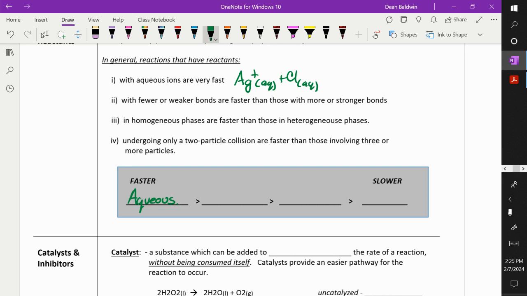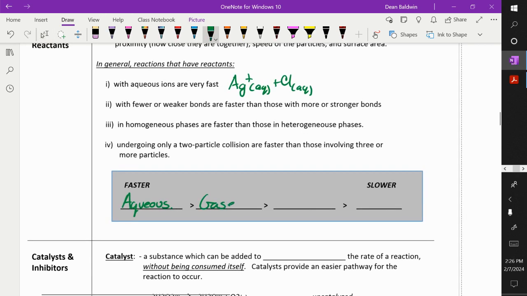What do you think the next fastest would be? Gas. Why would gas be the next? They're spread out, but why are they spread out? Why are the molecules further apart in a gas phase than they are in a liquid or a solid? They're moving really fast, which means they have more kinetic energy, right? Which is what you need for collisions. Gases. Then, what do you think's next? Liquid. And then solid.